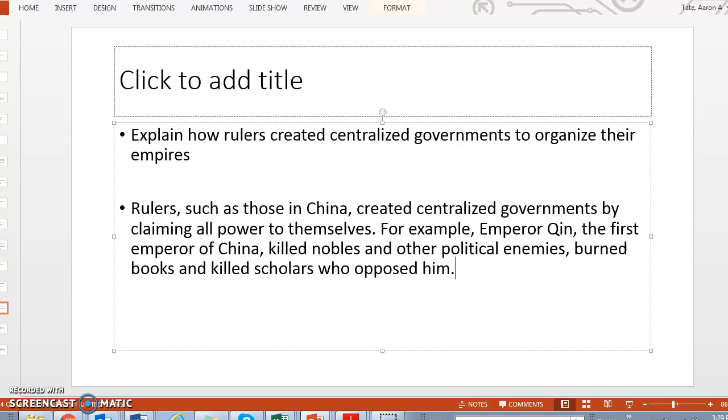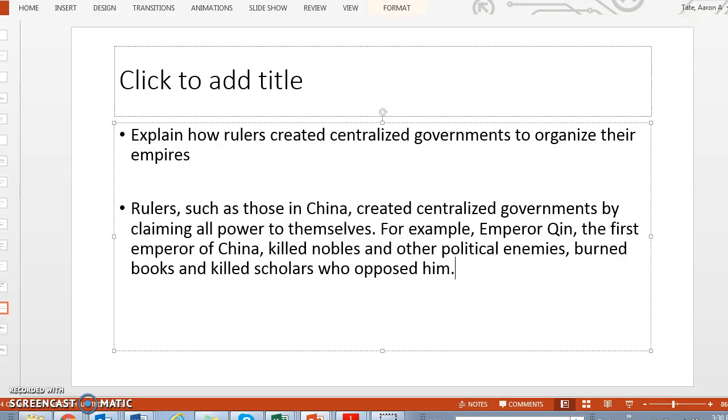So here I've mentioned in a very short sentence several things, several facts that I know. First of all, I've mentioned Emperor Qin. I've mentioned that he's the first emperor of China. I mentioned that he killed nobles and other political enemies. He burned books, and he killed scholars who opposed him. So I've got, what is that, 1, 2, 3, 4, 4 to 5 historical points that I am bringing up, all about Emperor Qin. And he's an example of someone who created a centralized government.